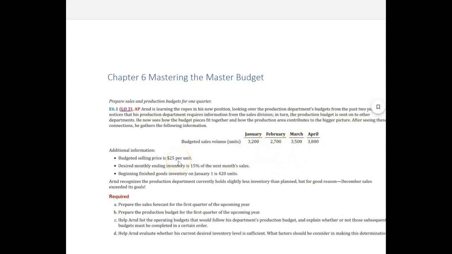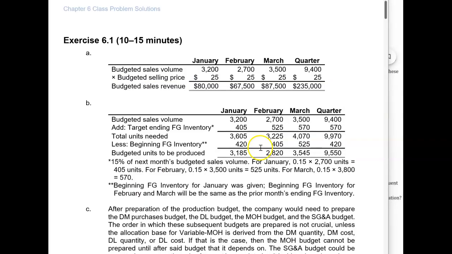Let's take a look at that. Do I have a solution there? I don't think I do. Okay, so here's our solution for the sales. Here's our budgeted sales volume for January through March, because we're budgeting for the quarter at $25 per unit. Here's our budgeted sales revenue for each month.